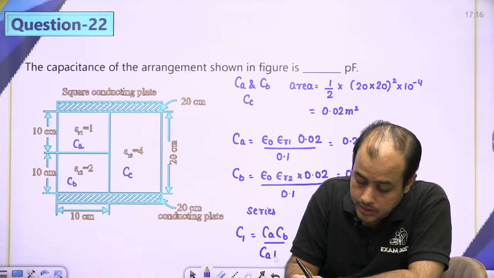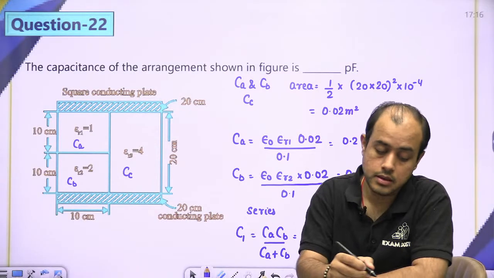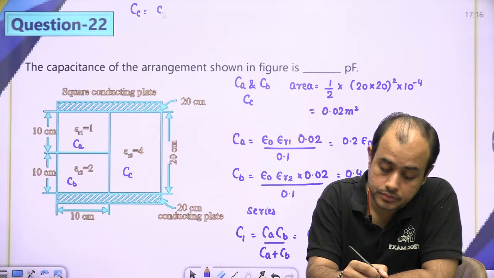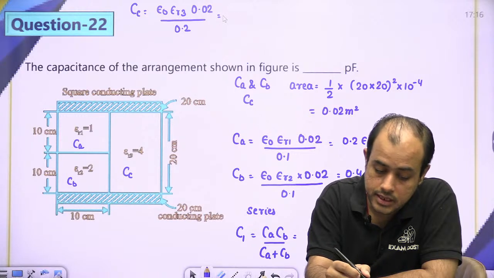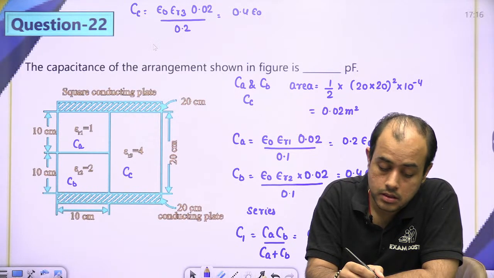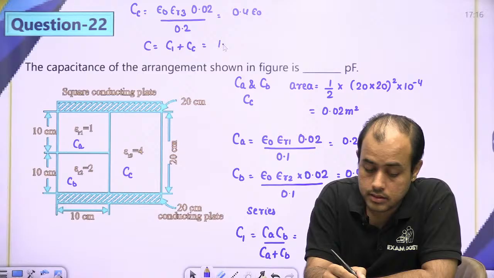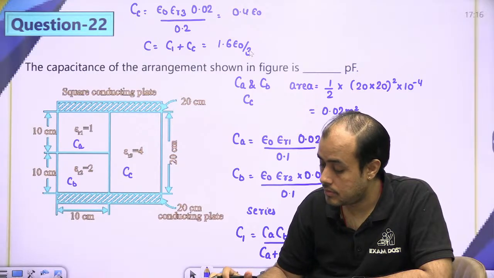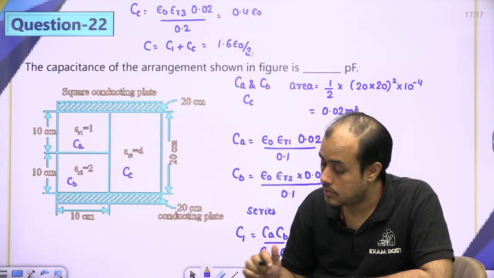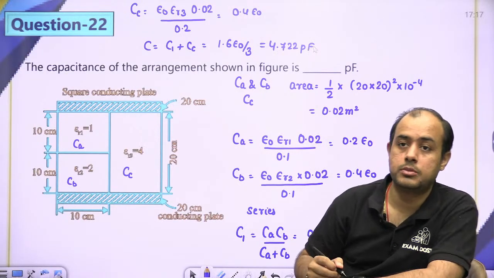This is CB by CA plus CB. For CC beta, area is 0.02 but thickness here is 0.2. Now epsilon R3 is 4. So overall C is C1 plus CC, 0.4 plus 0.4 by 3, which is 1.6 epsilon naught by 3. That is 4.722 picofarad. Very good Raunak bhai, very good.